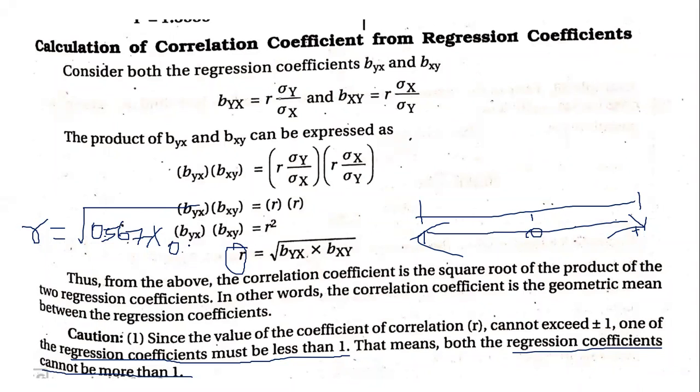Both regression coefficients, byx and bxy, should be less than 1. Let's say 0.23. Both byx and bxy should be less than 1. Only then will you get the correlation also less than 1. Keep this in mind, it's very, very important. All the values, correlation, regression, all the values should be less than 1.